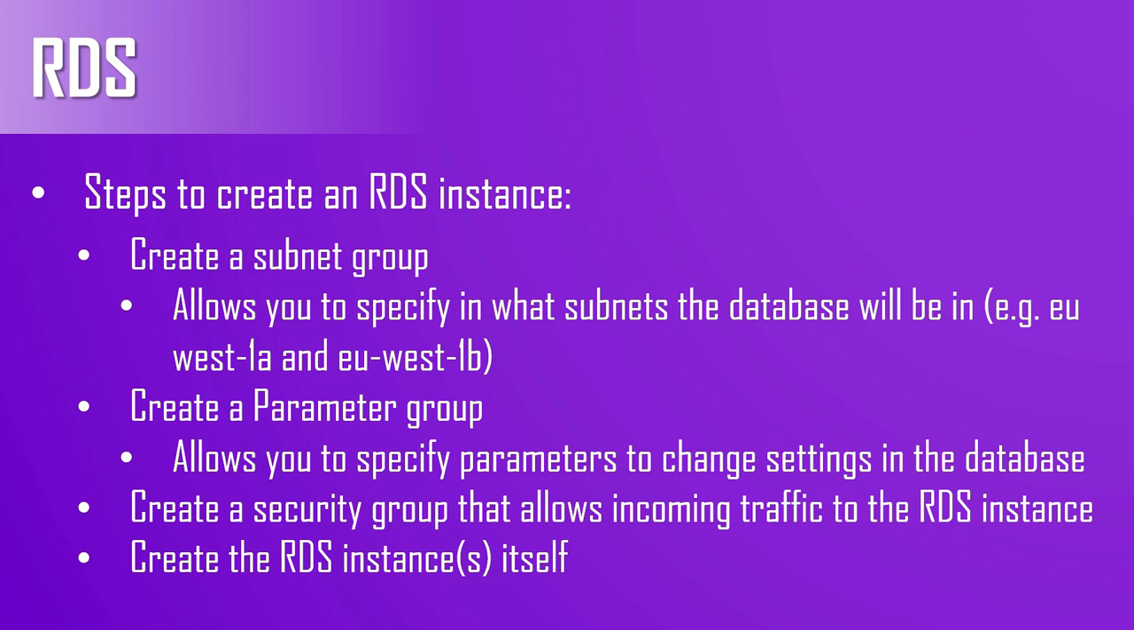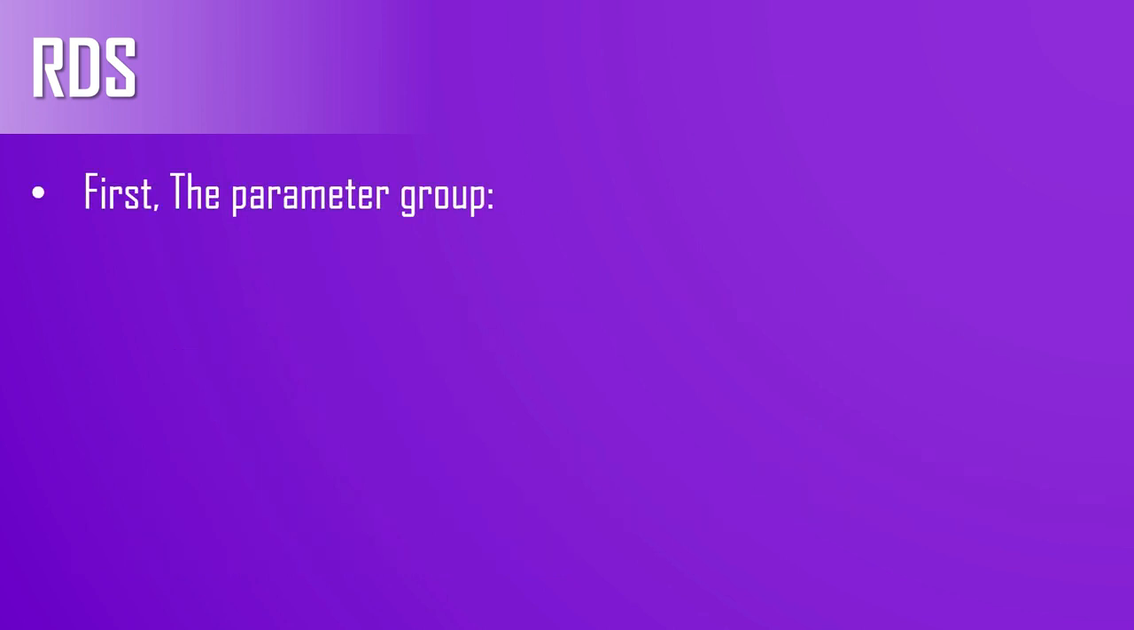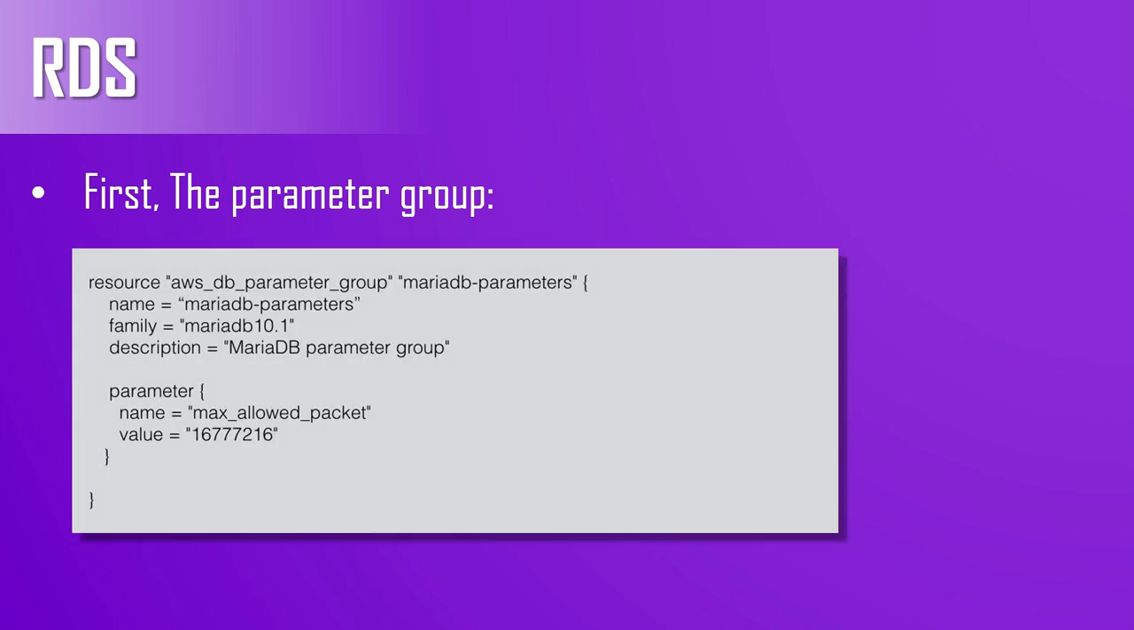So first, let's have a look at the parameter group, it is the easiest one. Let's say that we want to launch a MariaDB. Then, we create an AWS DB parameter group, called MariaDB parameters. We give the name, a family like MariaDB, and then a version. And we also give it a description. And then you can add parameters. Those parameters go into the configuration file of the instance itself. You don't have shell access to those instances, so this is the only way to make changes to the settings of a database.